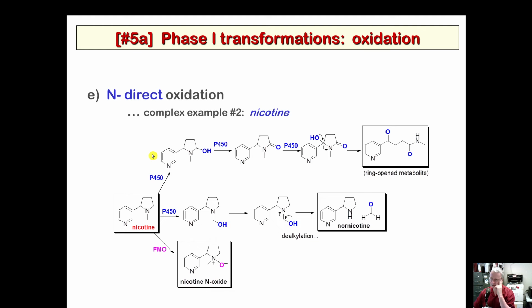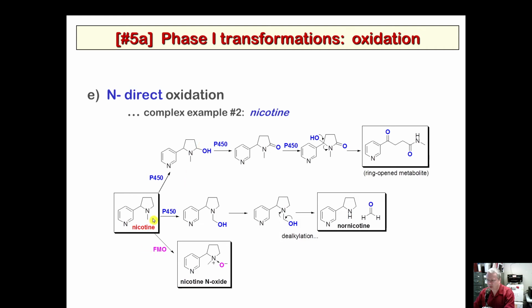Okay, so nicotine is another interesting drug. It has a tertiary amine. It also has the pyridine, which is metabolized differently. I believe the pyridines can do a direct oxidation, but usually it would just stop there and make the N oxide. But anyway, the tertiary amine is kind of interesting because there's a lot of other stuff around.